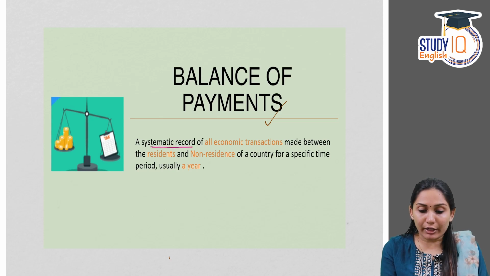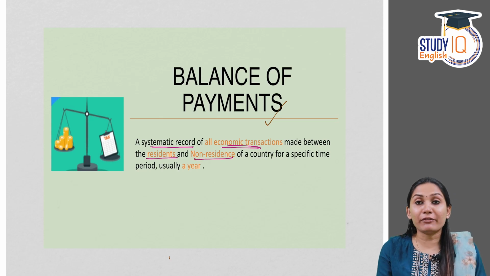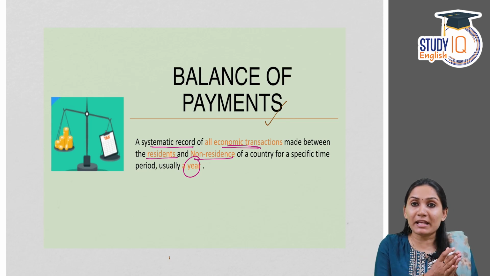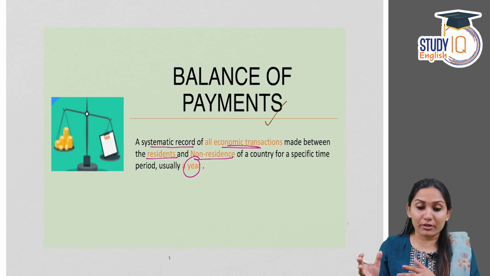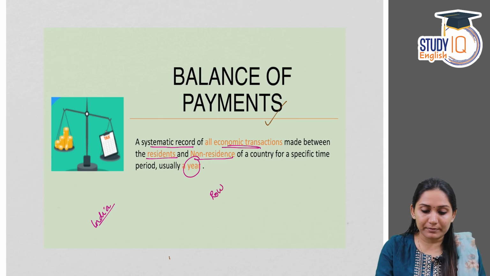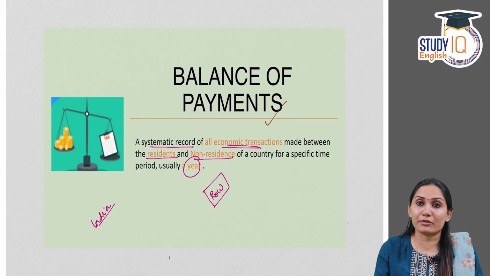It is a systematic record of all the economic transactions made between the residents and non-residents of a country for a specific period of time, usually for a year. So it's actually a record. It's a book of accounts of all the transactions that have taken place between the residents of one country and the non-residents of that country. For example, if you take two countries, India and let us take rest of the world. Not a country, but we'll take the rest of the world.